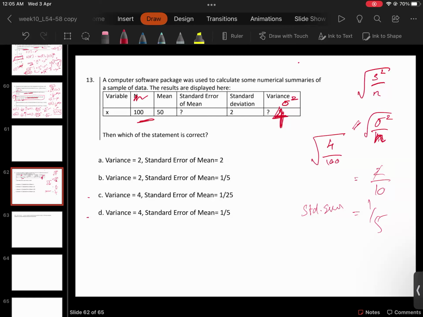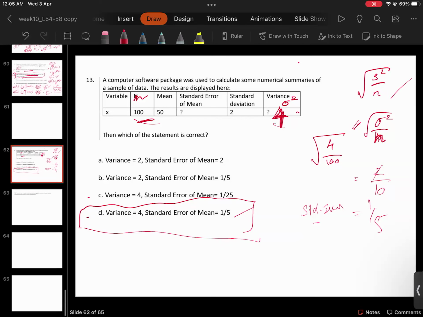Okay, ma'am. Yeah, so you get standard error 1 by 5. So variance also you get 4. You just check if this answer is correct, just in case. What is the answer? Yeah, this is the correct answer. Yeah, this is how we apply it. You use this formula and these values. Yeah, then this is it.